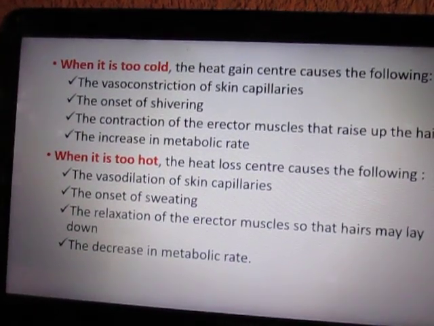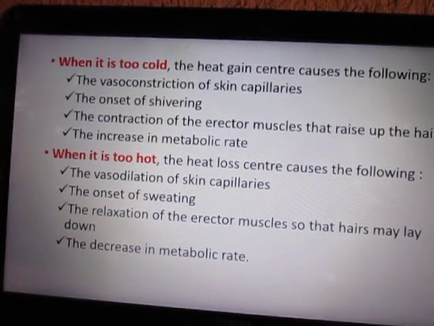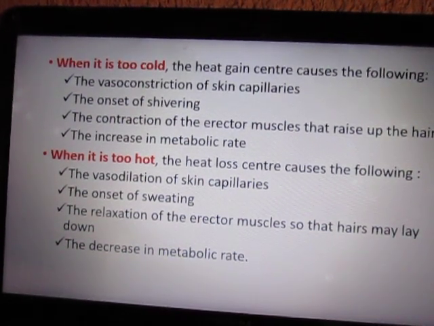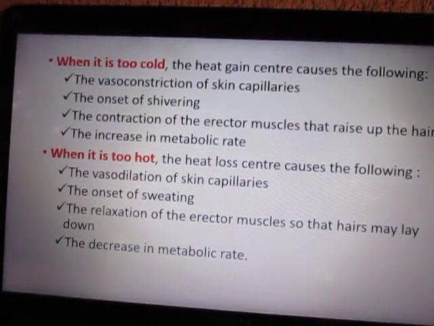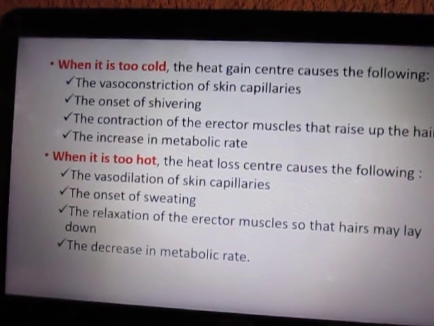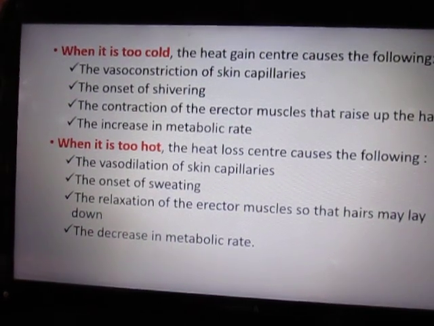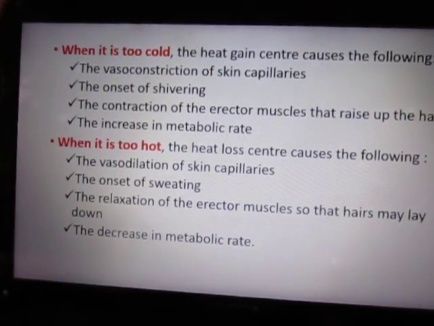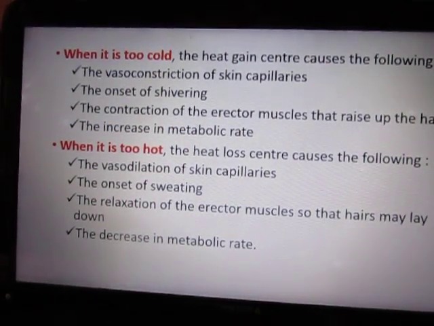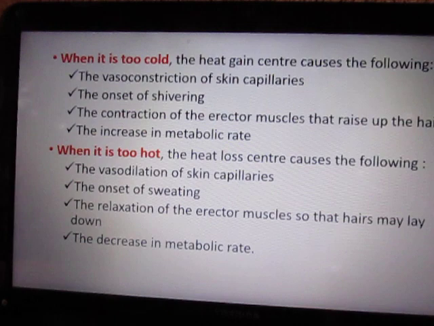Number 3: Explain how our organism controls the blood glucose level. Last question: Explain the role of the hypothalamus in maintaining the body temperature.